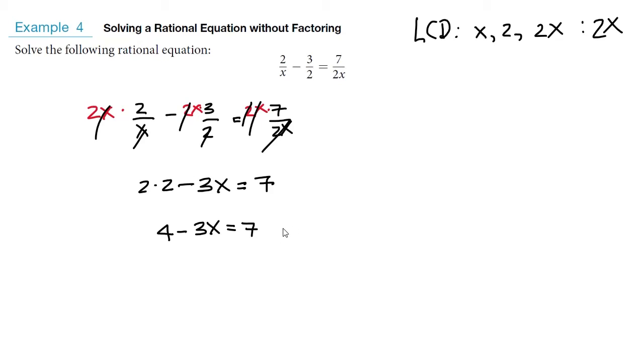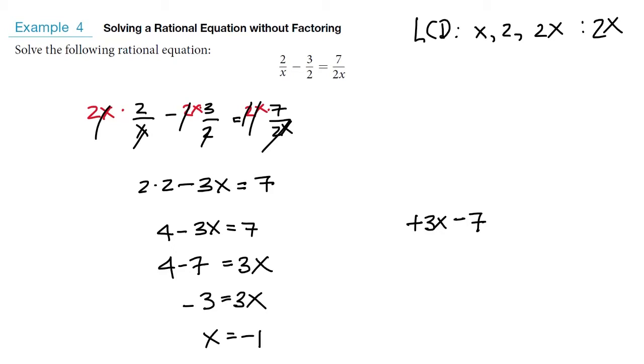So now what I'm going to do is choose to add 3x to both sides, so I have a positive 3x. And I'm also going to subtract 7 from both sides. So when I do that, I get 4 subtract 7 equals positive 3x. And that gives me negative 3 equals 3x. So x is equal to negative 1.